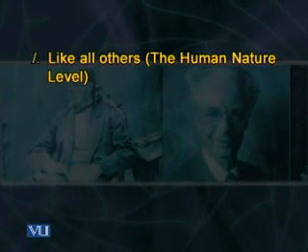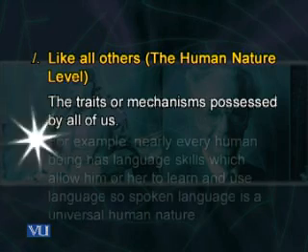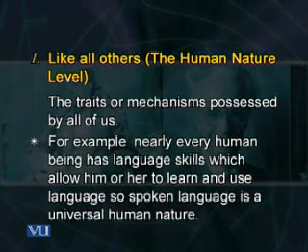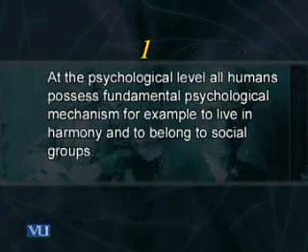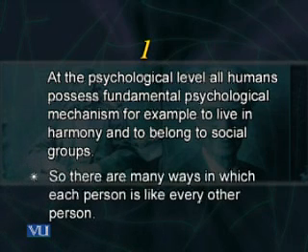Number 1, like all others, the human nature level, the traits or mechanisms possessed by all of us. For example, nearly every human being has language skills which allow him or her to learn and use language. So spoken language is a universal human nature. At the psychological level, all humans possess fundamental psychological mechanisms, for example, to live in harmony and to belong to social groups. So there are many ways in which each person is like every other person. So the first level of analysis, like all others.